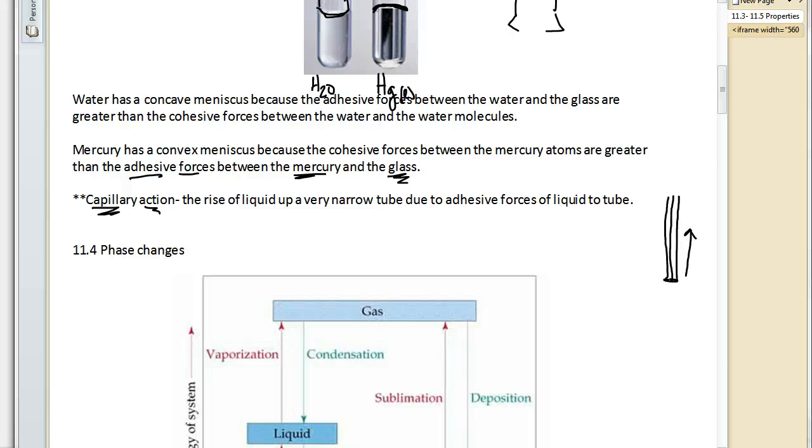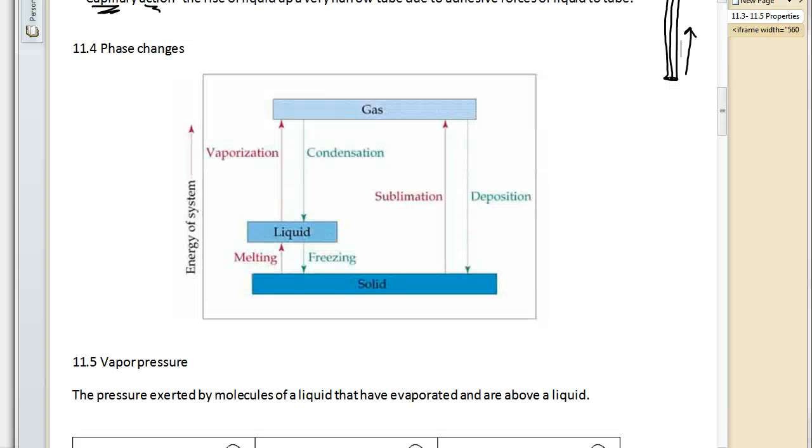Next thing I want to talk about real quickly is in 11.4, there is a lot of information about phase changes, but really what we want to talk about is the energy of a system. So what we have here on this graph, just to kind of analyze this graph, is increasing energy.